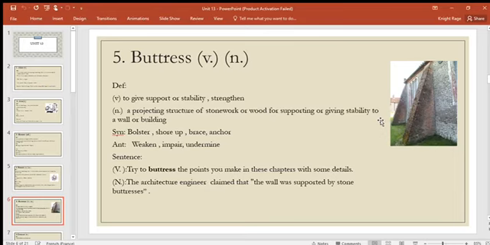More examples. If you sign up with the Chamber of Commerce, they will help you buttress your small business against hard times. Another example. Because someone has designed the walls without a proper buttress, the whole building collapsed within a year after it was built.